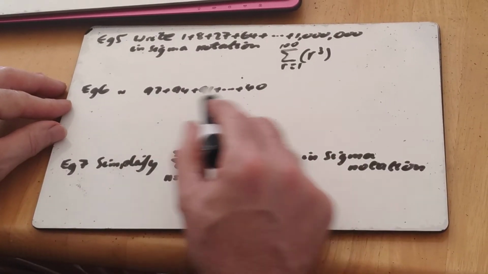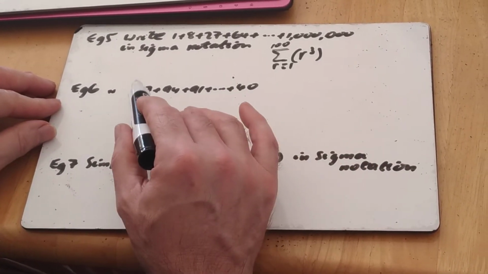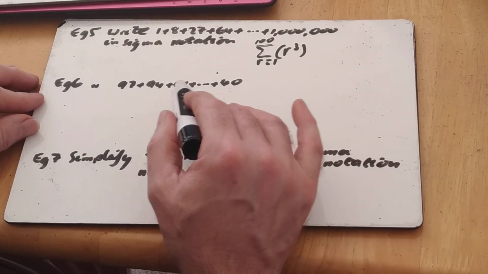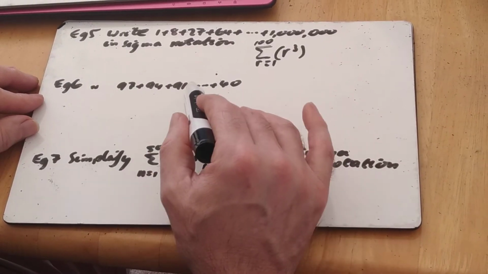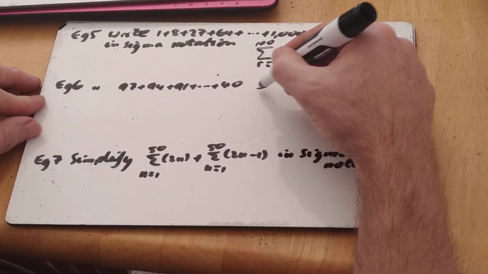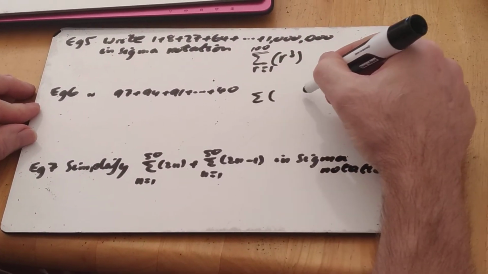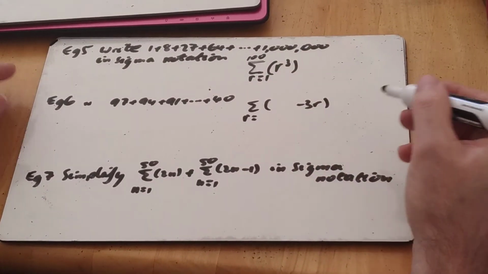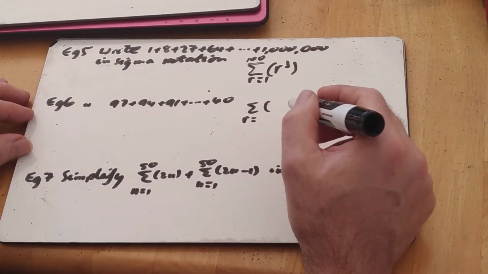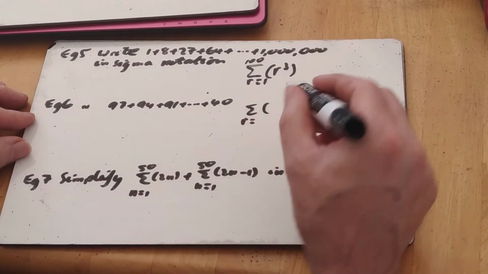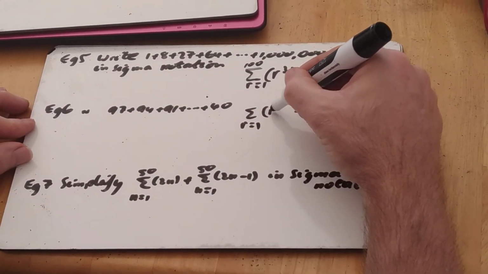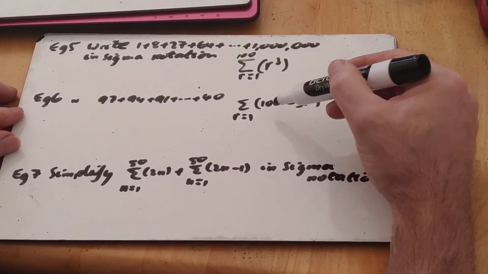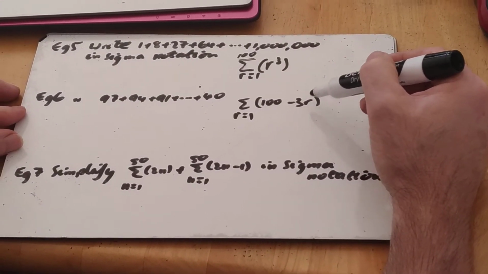Example 6, do the same thing for this series here, not an obvious one. 97 plus 94 plus 91 all the way down to 40. Well, this is going down in threes, so part of our solution must involve, if I'm using R, and it's up to you how you then do this part here. If you want to do it in terms of how many terms there are, start with 1. I need to have the term before being 100, so 100 minus 3R, so the first term is 97, and then so on, and then go down in threes.